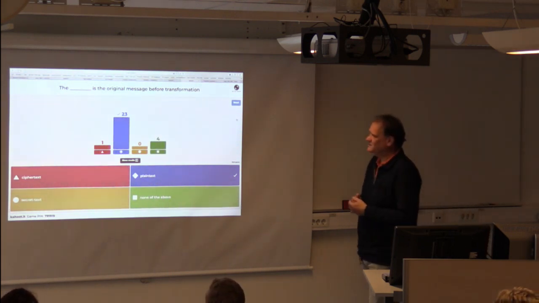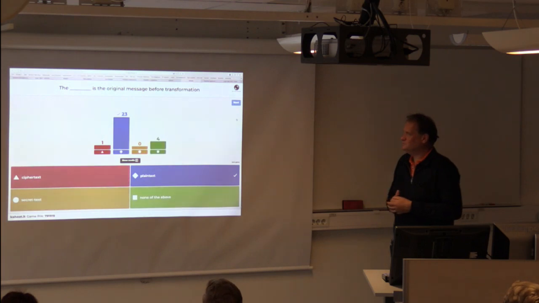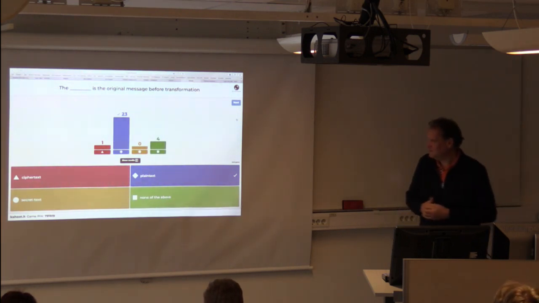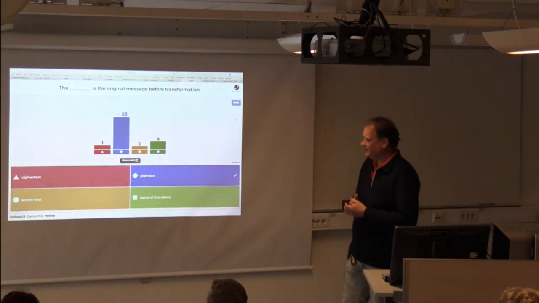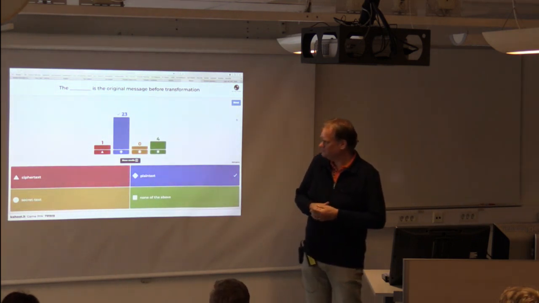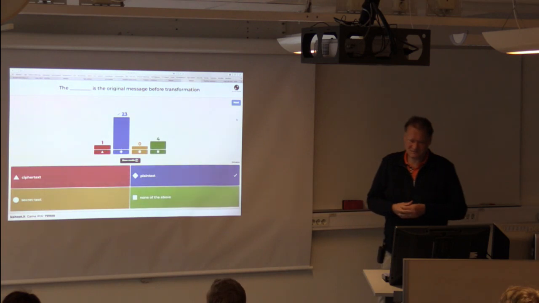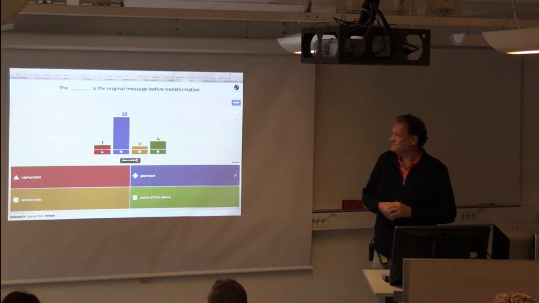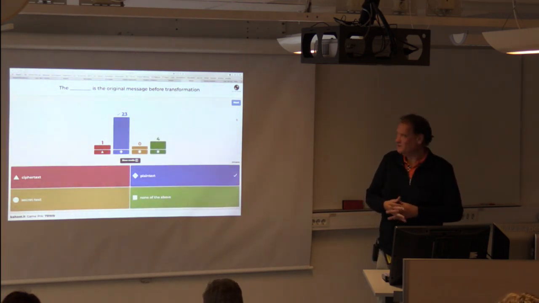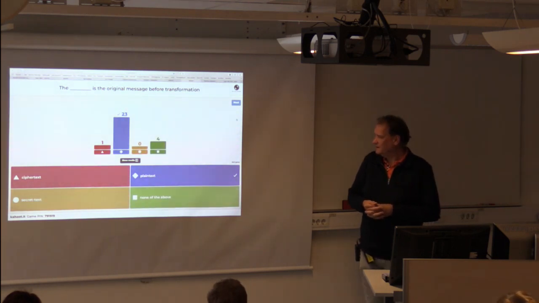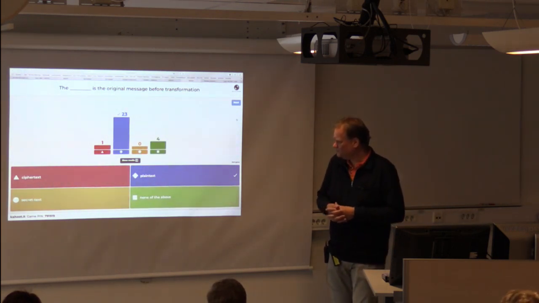The plaintext is the original message before transformation, and five didn't get it quite right. The ciphertext is, of course, what we get after our transformation. And then a few said none of the above.